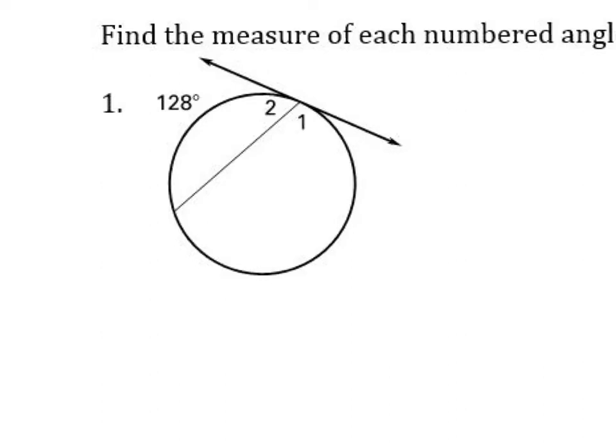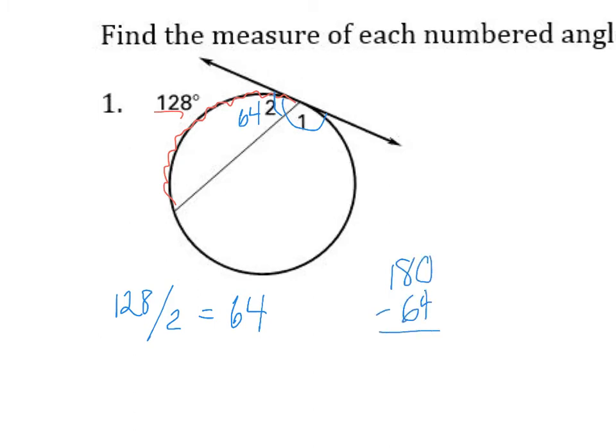For this first example, the one piece they do give me is this arc, which is 128. I have to figure out the measure of both angle 1 and angle 2. Now, I know 1 and 2 are going to add up to 180, so I really only need one of those angles to find the other. As we just learned in our theorem, the measure of angle 2 is going to be half the measure of the intercepted arc, 128, which gives me 64 for angle 2. As soon as I have that, I know these two are going to add up to 180. So now all I have to do is 180 minus that 64, which leaves me with 116 for angle 1.